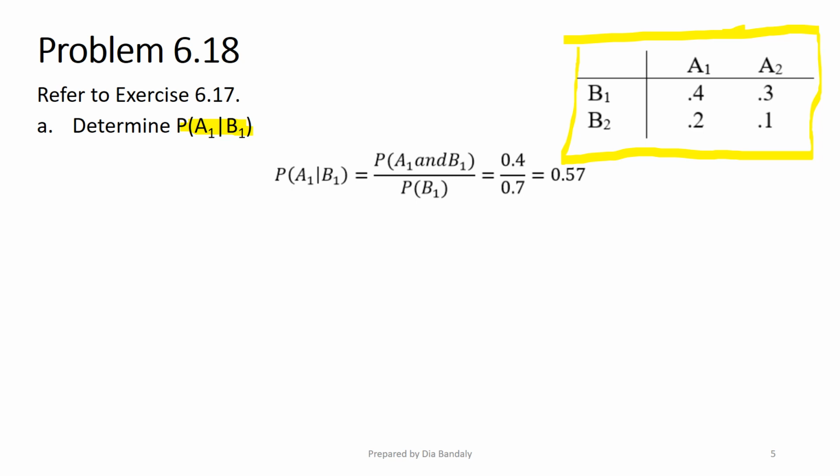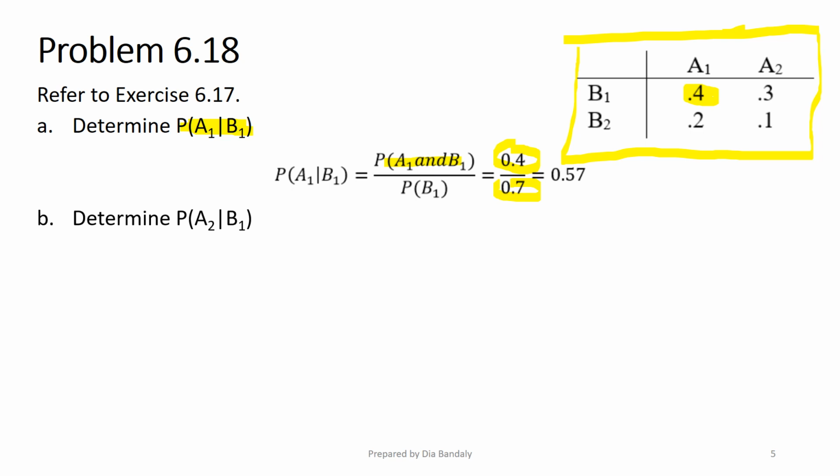P of A1 and B1, this is the joint probability. So we go to the joint probability table and we simply read it. Here we go, at the intersection, 0.4. So we put it here. And P of B1, this is what? Yes, this is the marginal probability that we got in problem 617, which was the sum of this row, which is 0.7. And we get 0.57.